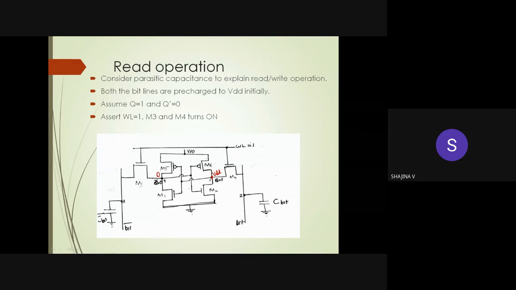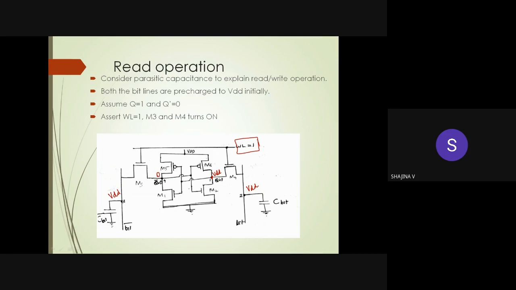Before the read operation starts, we precharge the capacitor. That is, we precharge the bit lines to a higher voltage, so at points 2 and 3 there will be a higher voltage VDD. Then we initiate the read operation by enabling the word line, that is, making WL equal to 1. At that time transistors M3 and M4 turn on, and there will be a conduction path between points 1 and 2 as well as between points 3 and 4.